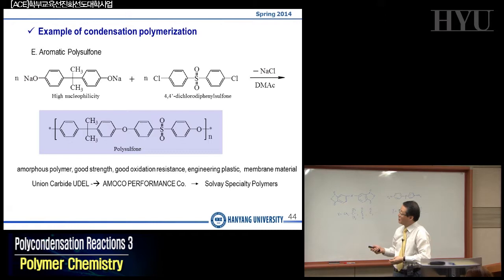The reaction occurs between the bisphenol A, sodium salt of the bisphenol A, with the dichlorodiphenyl sulfone, through this polycondensation reaction, of course. So this ether group will attack this point, and so that you produce the sodium salt, and it will become the polysulfone reaction.